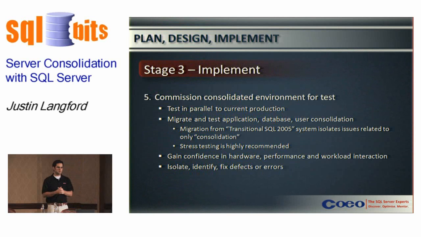So to implement this, we're going to commission the consolidated environment for test. This means that we build the new consolidated environment, but we don't use it for production yet. We're just going to dry run and test the migration process and test the applications, pointing a test application against that new consolidated environment without actually switching the live environment. This means that we can build confidence in the process, build confidence in the stability and robustness of the new consolidated environment before we've actually got any live workload there.